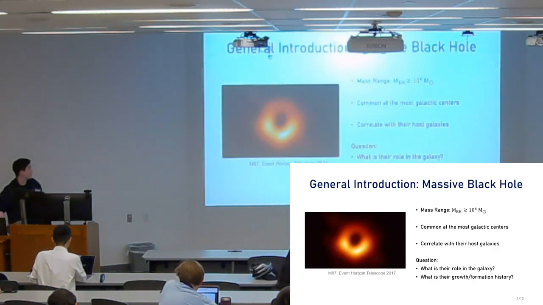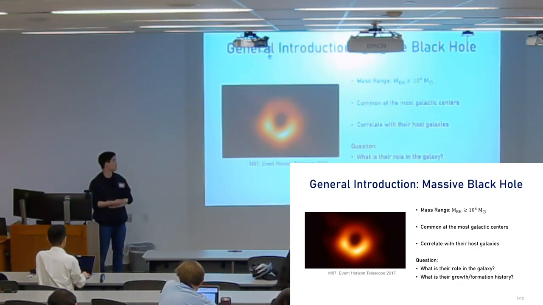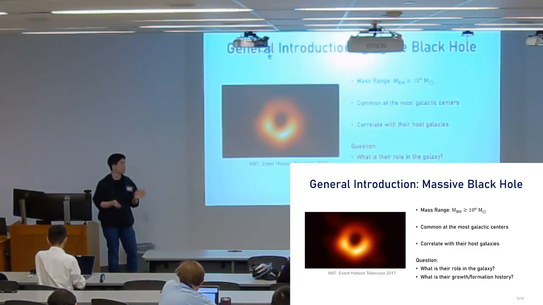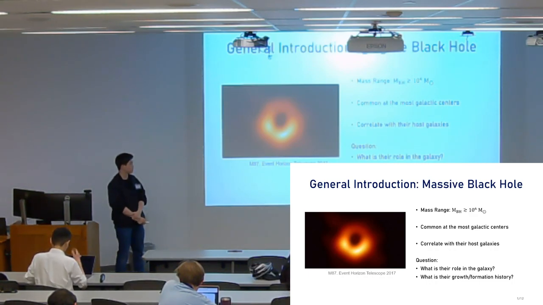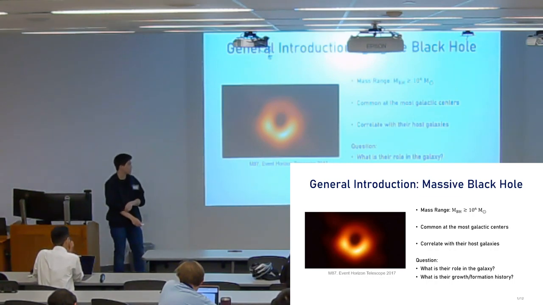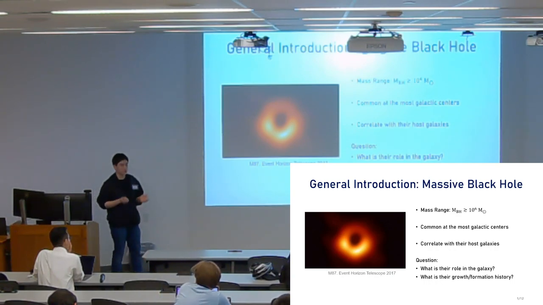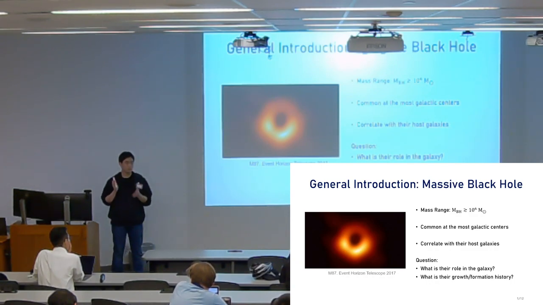Okay. Let's start with a very general introduction of massive black holes. I think all of you already know about them, but massive black holes are black holes with masses on the order of a million solar masses, and they are found to commonly exist at most galaxy centers. And they are also correlated with their own host galaxies. There are many interesting questions related to the massive black hole. For example, what is their role in the galaxy, and what is their formation and evolution history?